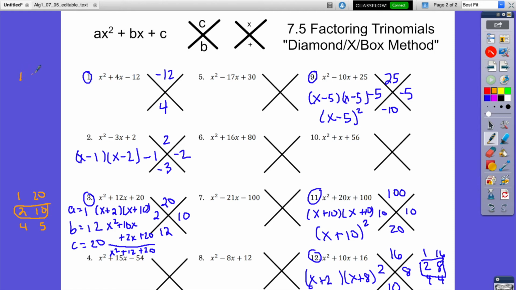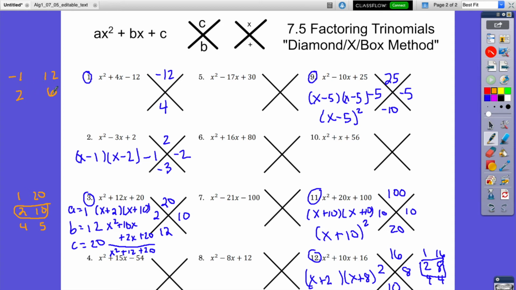Okay, 1 times 12, and one of them has to be negative. Now since this B is positive, the higher number is going to be positive. So I'll make that one negative 1. When I add that together, does that make positive 4? No, it makes positive 11. Okay, let's try this one.